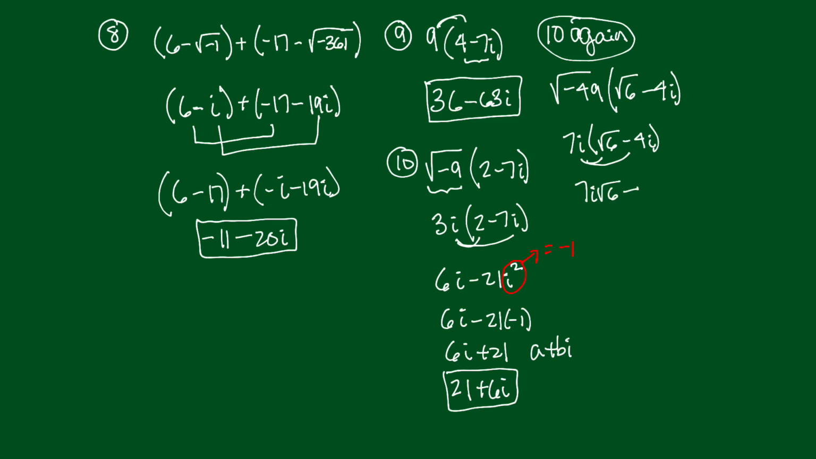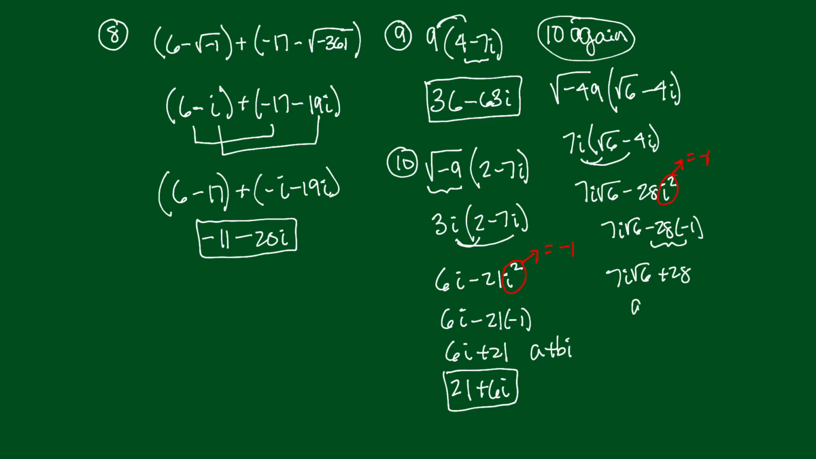minus, right? Now this is going to be distribute. 7 times 4 is 28, and then I get i times i. So I'm going to get minus 28, i times i is i squared. But i squared, we know by definition, is equal to negative 1. So now we're going to get 7i square root of 6 minus 28 times negative 1. Well, this will give us positive. So how about 7i square root of 6 plus 28?